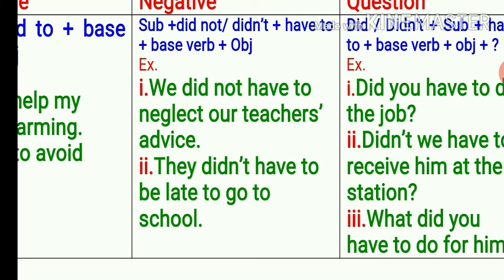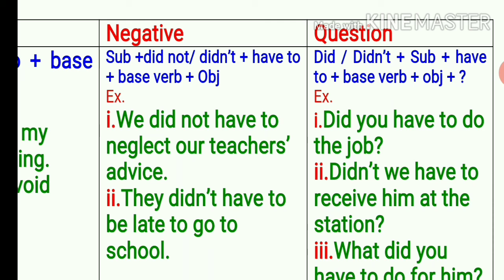Example, the first one, we did not have to neglect our teacher's advice. The second one, they didn't have to be late to go to school. Here, in the two sentences, our neglecting our teacher's advice and their being late is never allowed at all. So, in these sentences, did not have to has been used.